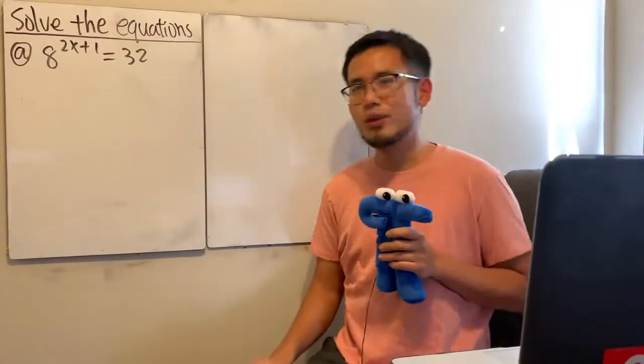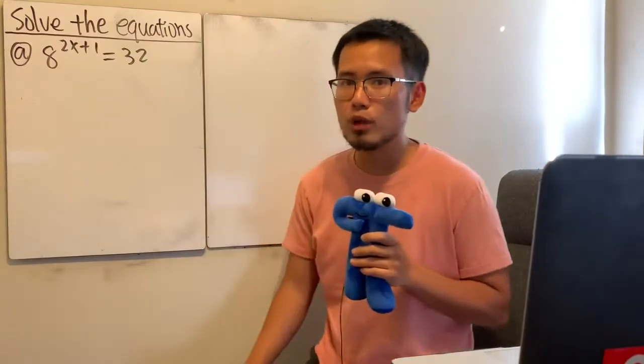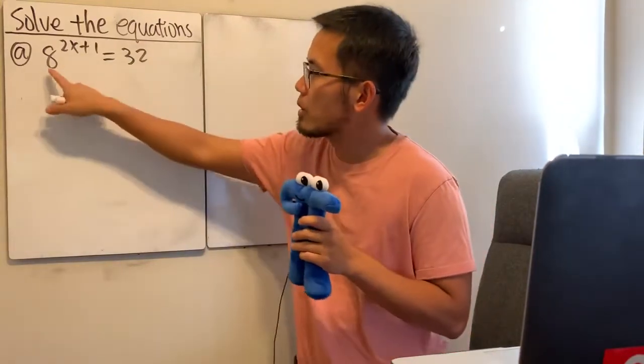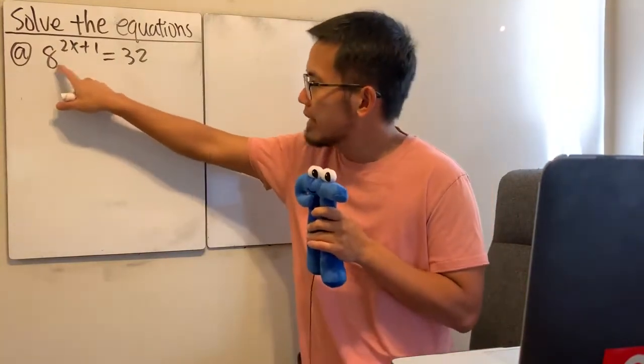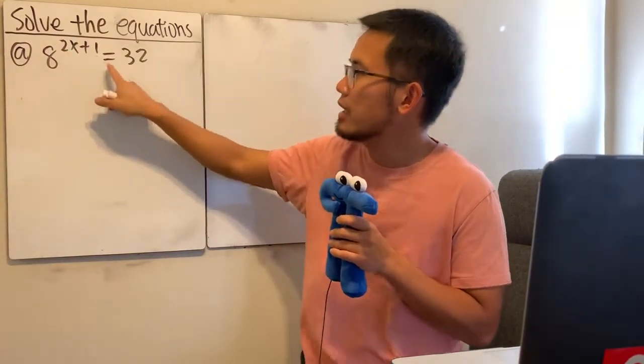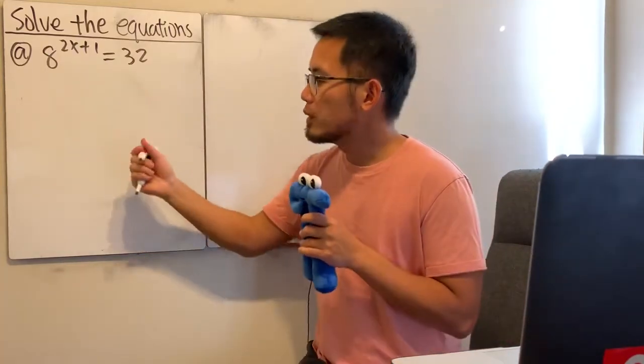Hello, in this video, we'll be solving some exponential equations, and the key is to make sure both sides have the same base. So, when we see 8 raised to the power of 2x plus 1 equals 32, we have to focus on the base.